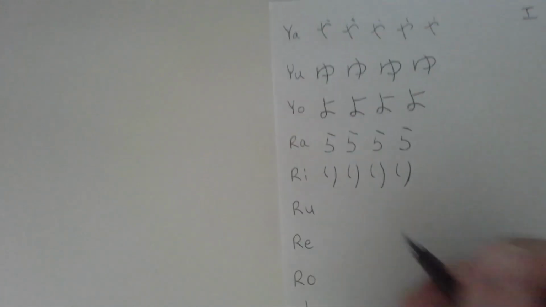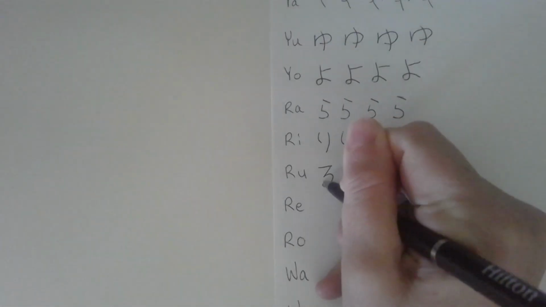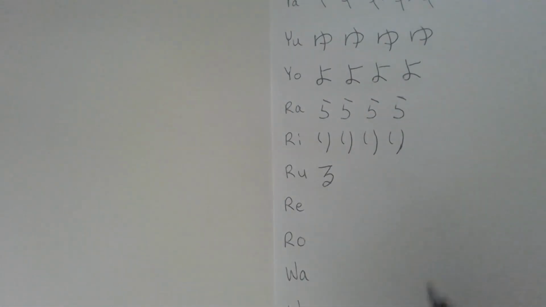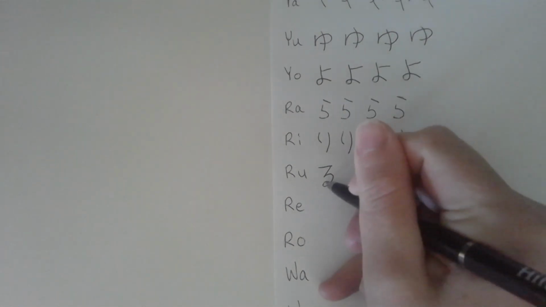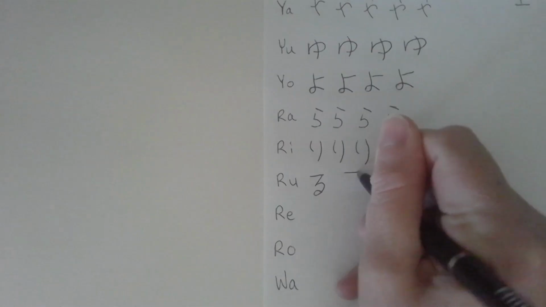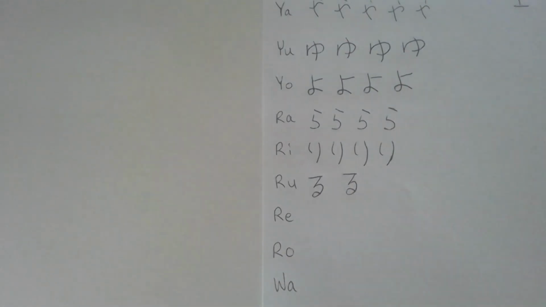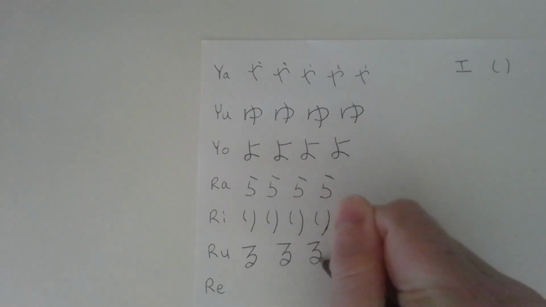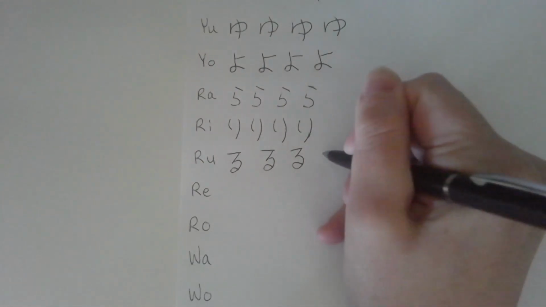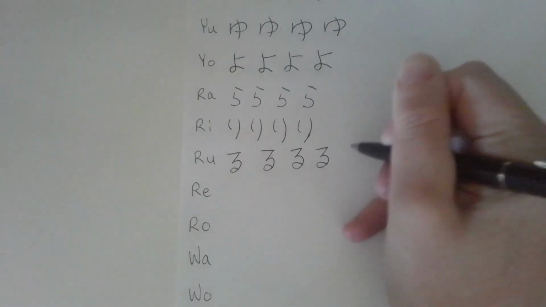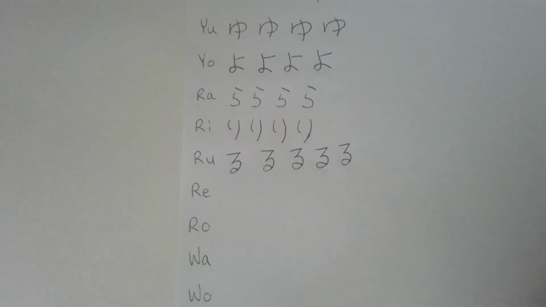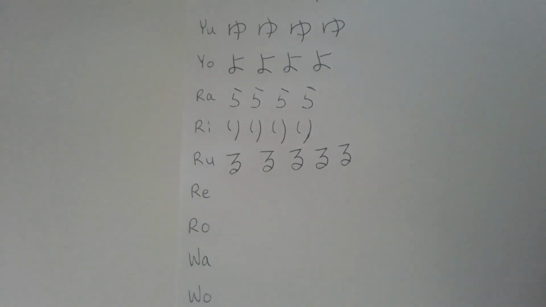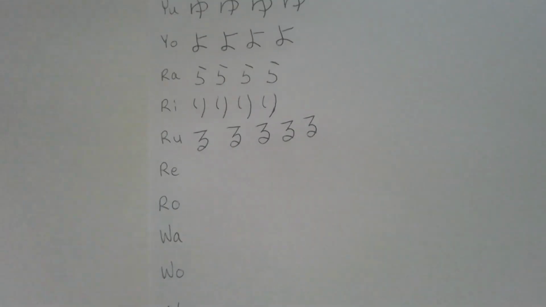Alright, ru, go across and then down. It's kind of like a 3 but with the loop at the bottom. Okay, I just double checked. So it's actually just one stroke. So like that. Not 2 strokes, just 1. So just make your 3 and then a loop at the bottom. And that's ru.